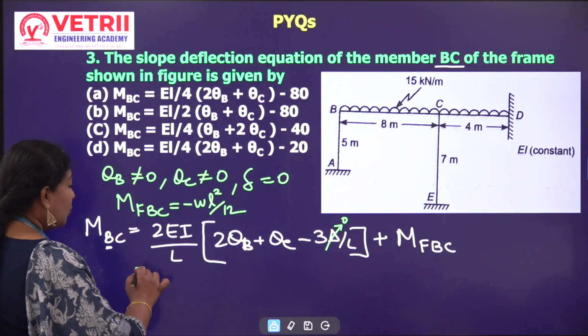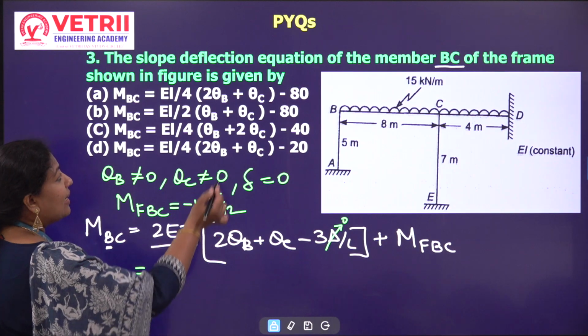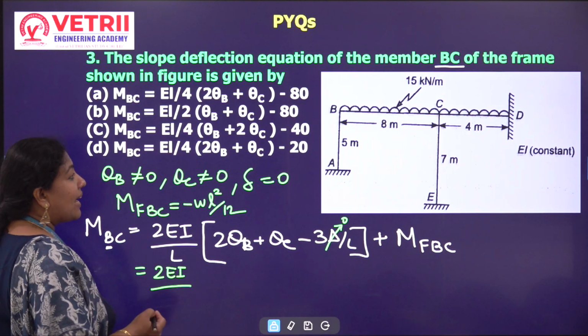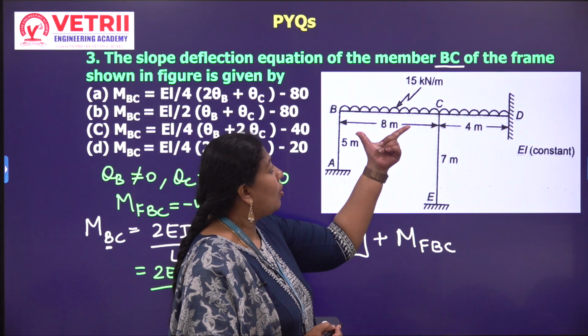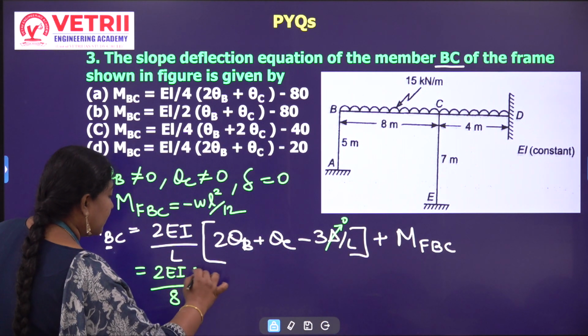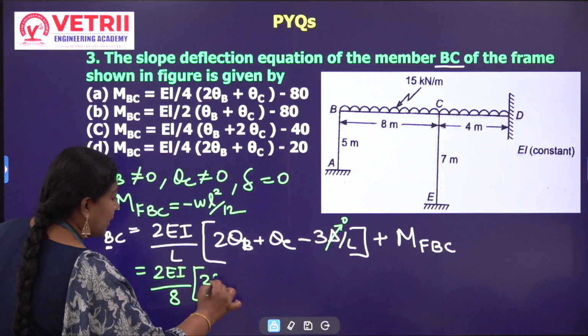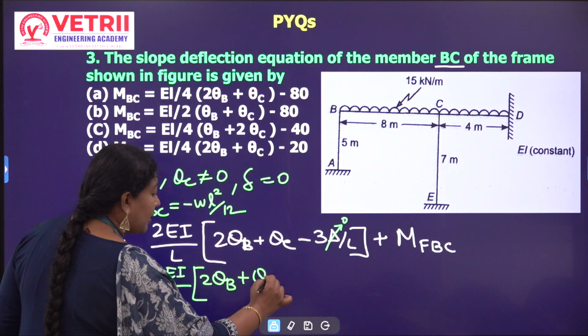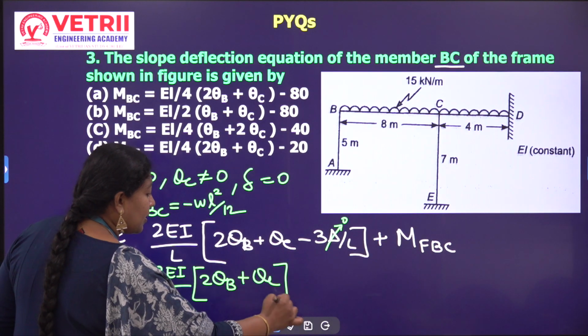So here, 2EI. EI is a constant. They did not say anything about EI, so I can write 2EI. And what is the L? L is the length of BC. It is 8, so you can directly write 8. Now it is 2 times theta B. I don't know the values of theta B and theta C, so I am directly writing theta B, theta C, and this term is 0.